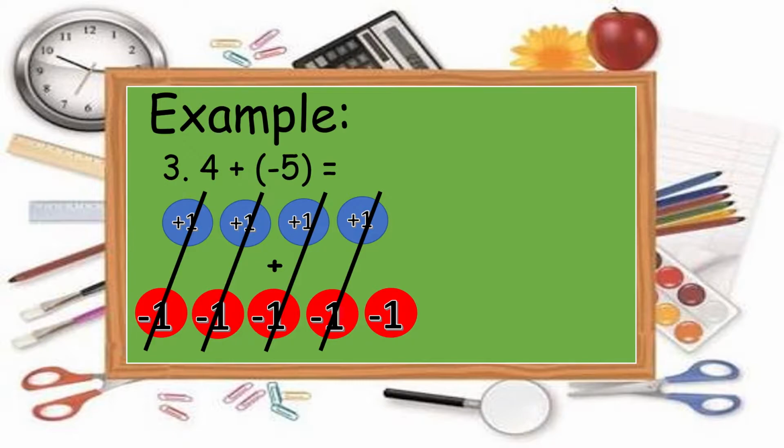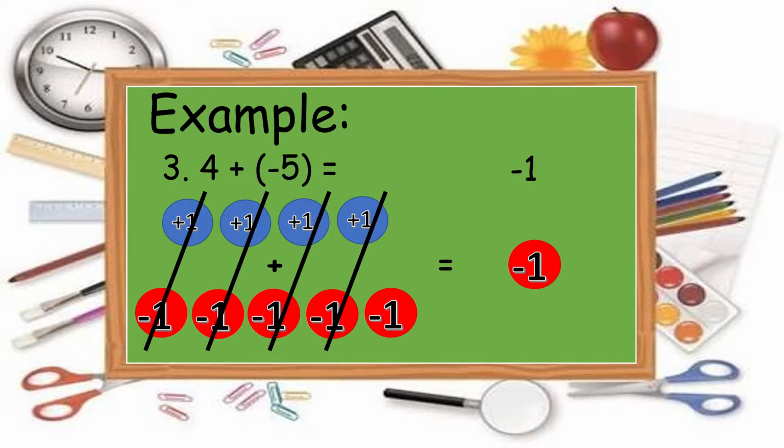After natin makuha yung 0 pairs, bibilangin natin kung ilan yung natira na integer. Kung titignan natin, isang red disk ang natira. At ang isang red disk na ito ay nagre-represent ng negative 1. Sa madaling salita, ang sagot sa 4 plus negative 5 is equal to negative 1. How about the next example?